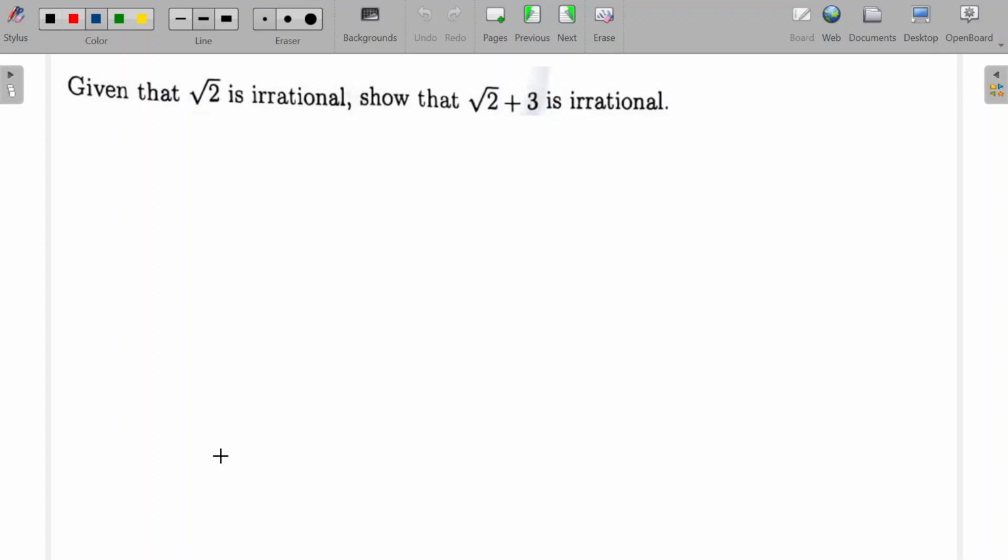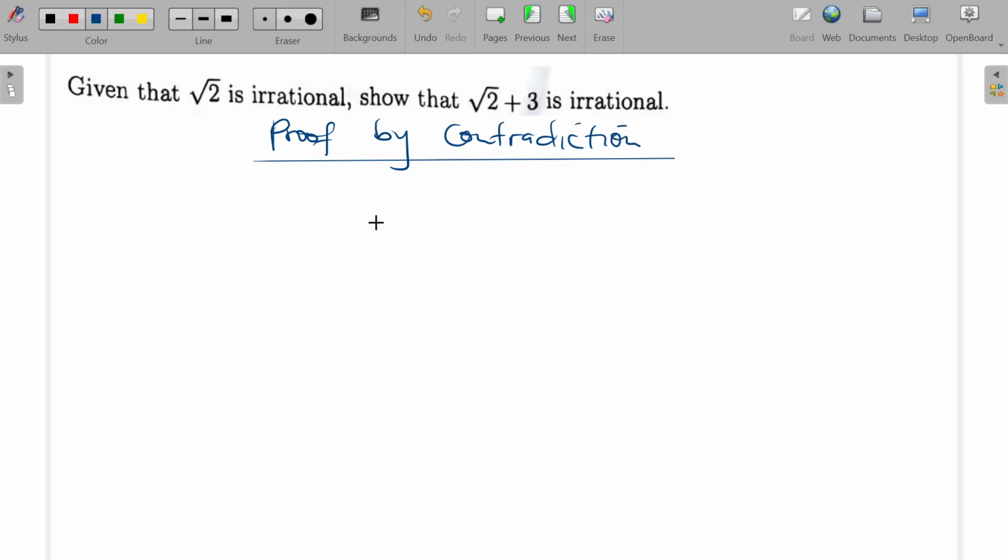So our next question, we are being asked to say that given that the square root of 2 is irrational, show that square root of 2 plus 3 is irrational. When they give you this question, you need to understand that the method they want is proof by contradiction. If you say proof by contradiction, they are telling us that the square root of 2 plus 3 is irrational, so we will assume the opposite.